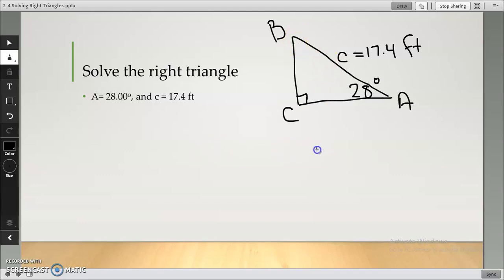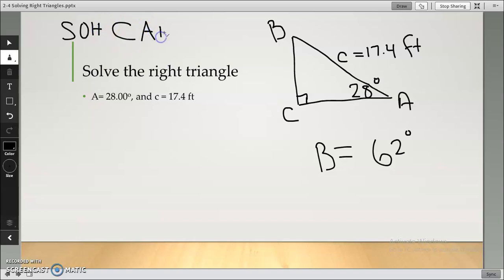So angle B is equal to 62 degrees. Okay, and now I can also find, again using the same trig functions, I know that angle A, I know the opposite, and I have the hypotenuse, so that means that I can find this side over here, which we'll label as A.